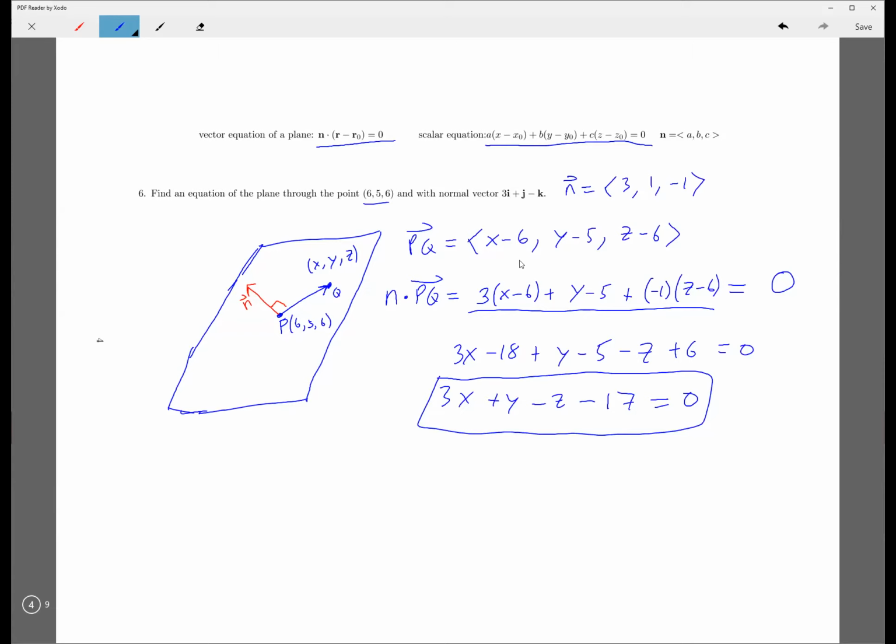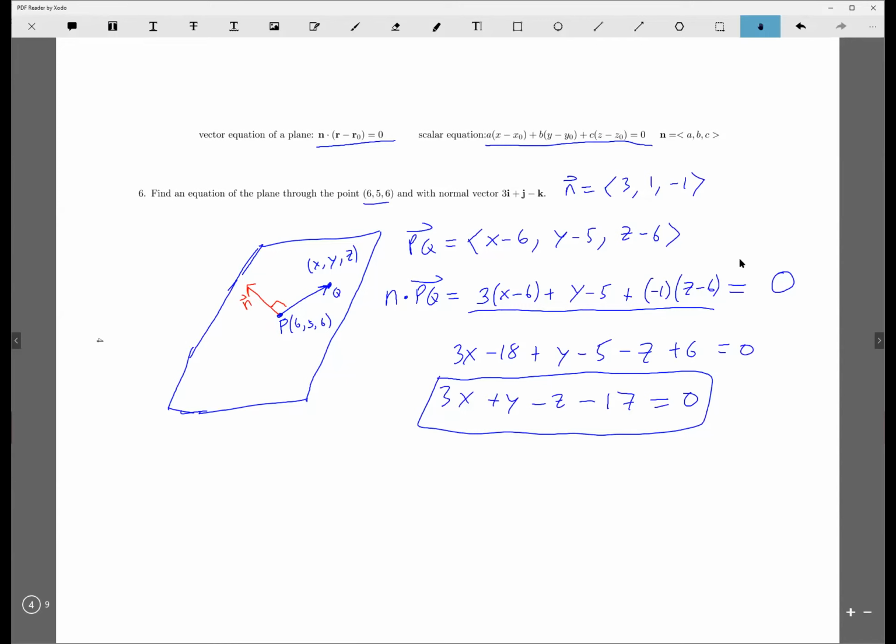And so that's why before I said you can get the normal from this kind of equation by just picking off the coefficients 3, 1, negative 1, which is the normal here. Because of this relationship, the dot product of orthogonal or perpendicular vectors is 0. Okay, that's the key. The dot product of the normal with this other vector is 0. Okay, great. That's all we have time for.